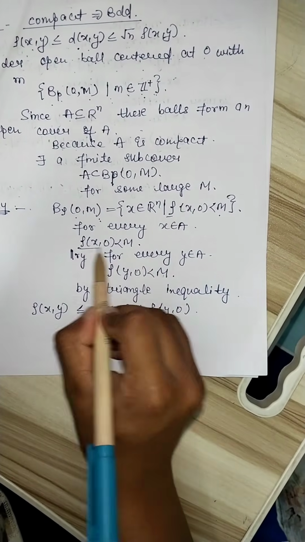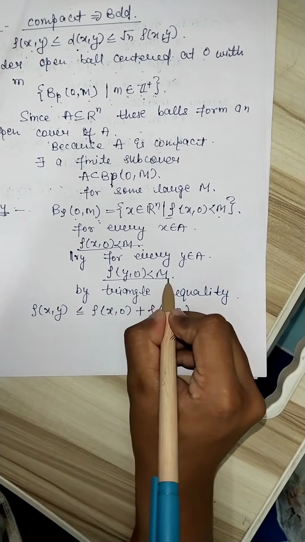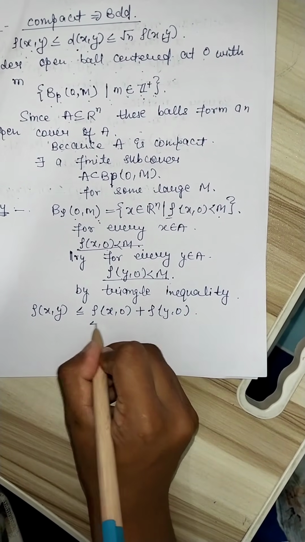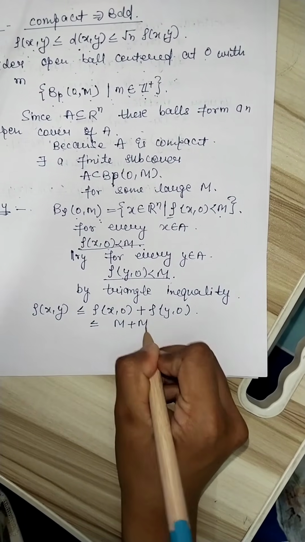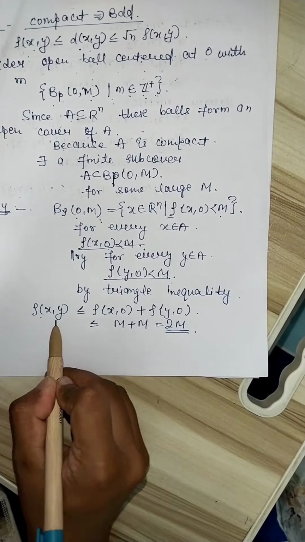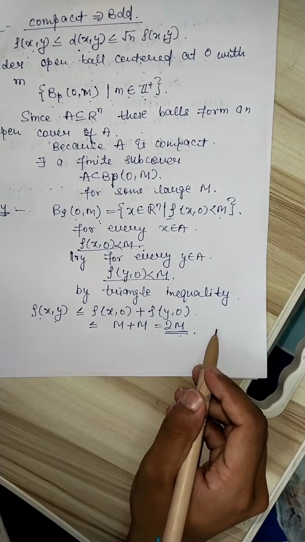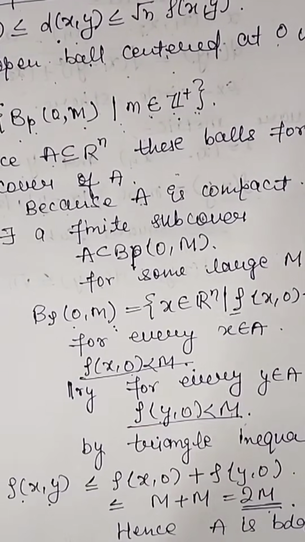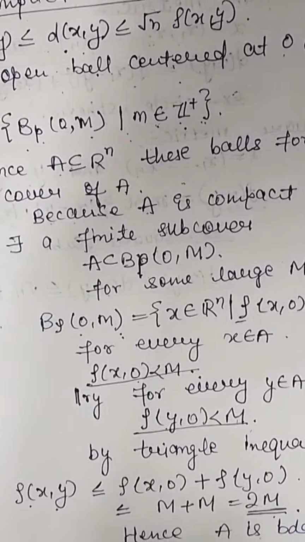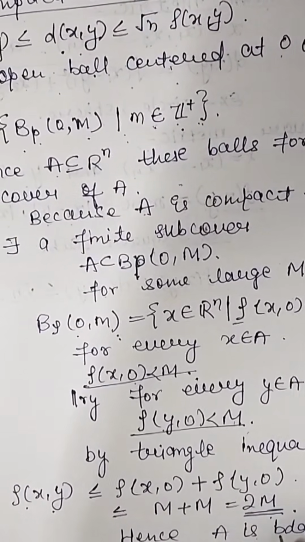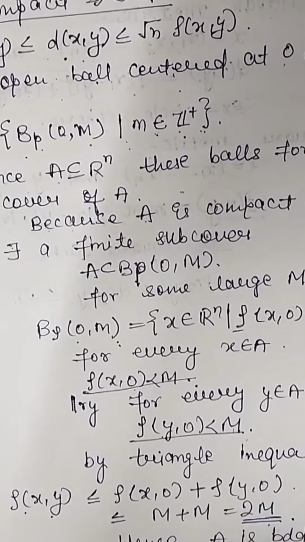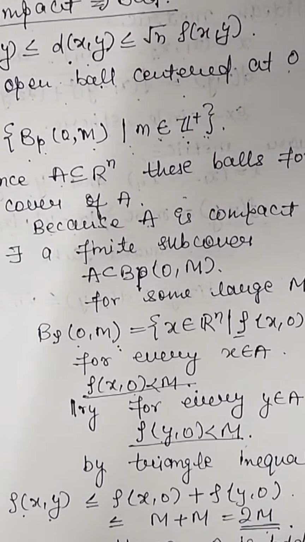We already see that the distance between x and 0 is less than m and the distance between y and 0 is less than m. By using these two results, we can say that the distance between x and y is less than or equal to 2m. Hence, A is bounded. So, we already proved that. Therefore, compact implies closed and bounded.